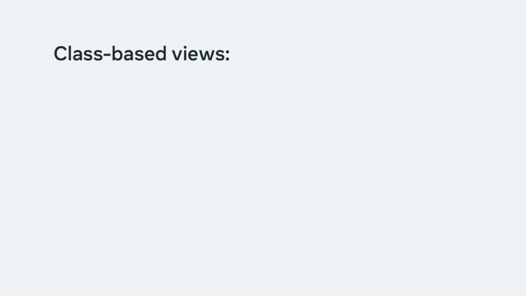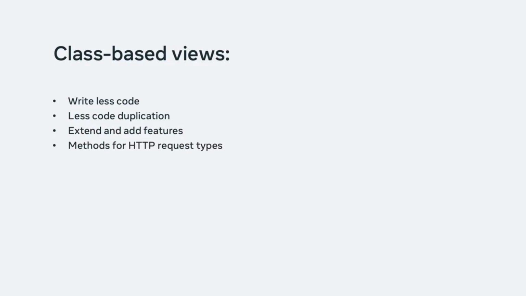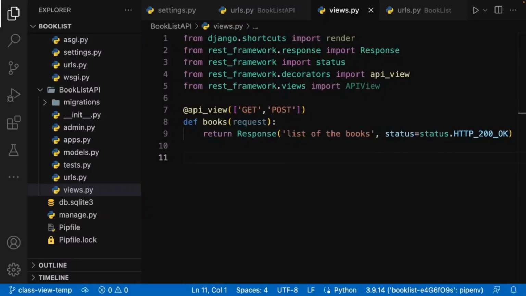With class-based views, you don't need to write as much code, there's less code duplication, and you can extend the classes and add features at any time. Plus, you can write specific methods for each type of HTTP request. Let's get started so you can observe class-based views in action. Open the views.py file from the same booklist project you worked on before. You will create your first class-based view in this file. Class-based views help you to keep your code clean and less cluttered.